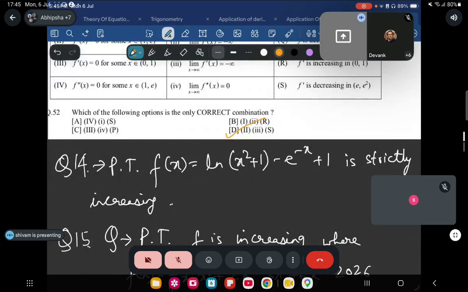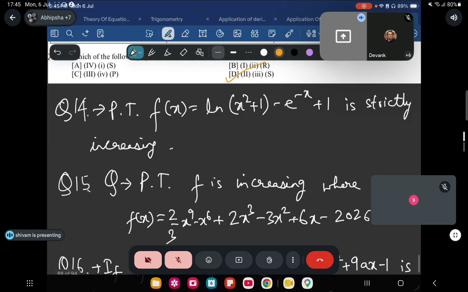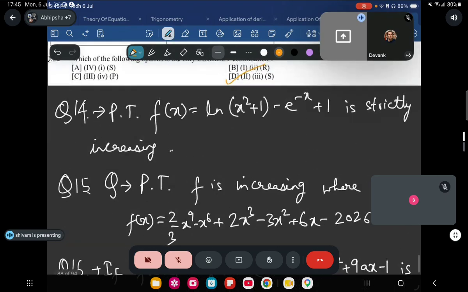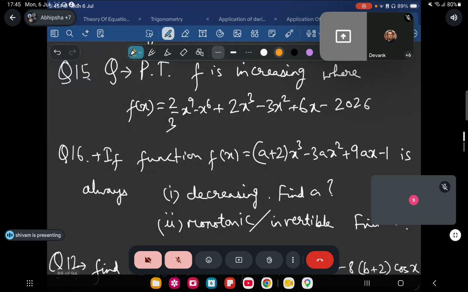Number 14. Okay, I'm writing 14 as well. 14 is a proof problem. 15 is also a proof problem. Anyone having any doubt? 14, 15, 16. You can solve 16.